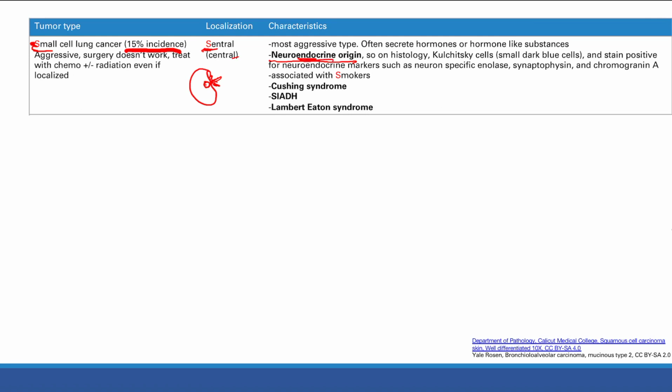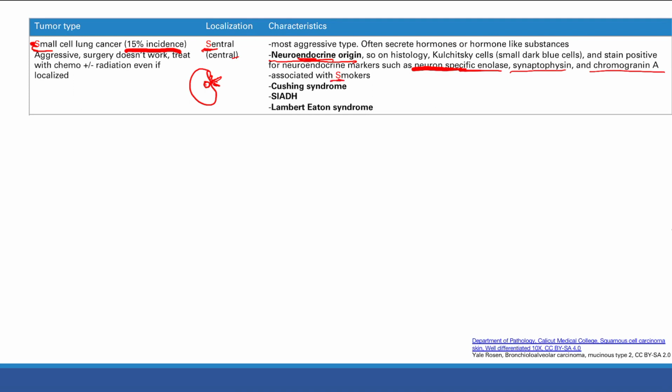And on histology, what you're going to see are these Kulchitsky cells. These are small dark blue cells, and these are cells of neuroendocrine origin. The other thing you're going to see is that you'll stain positive for neuroendocrine markers such as neuron-specific enolase, synaptophysin, and chromogranin A. So these are all neuroendocrine markers. Kulchitsky cells are neuroendocrine cells. They're small dark blue cells.